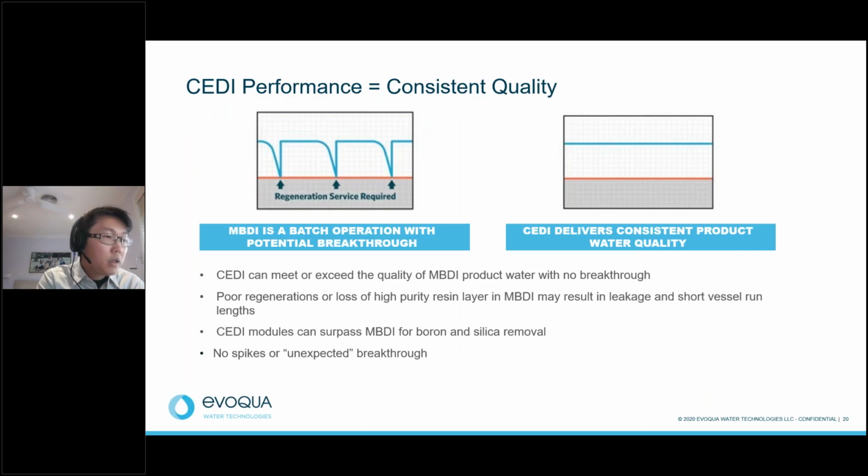So CDI performance equals consistent quality. Unlike the mixed bed, that is going to be exhausted with time, and then it's going to require chemical regeneration. And then there could be cases like poor regenerations in the mixed bed DI that is going to result in leakage, and then there could be a shorter runtime. CDI modules can surpass the mixed bed DI in terms of the boron and also the silica removal, and then there are no spikes, there is no unexpected breakthrough.